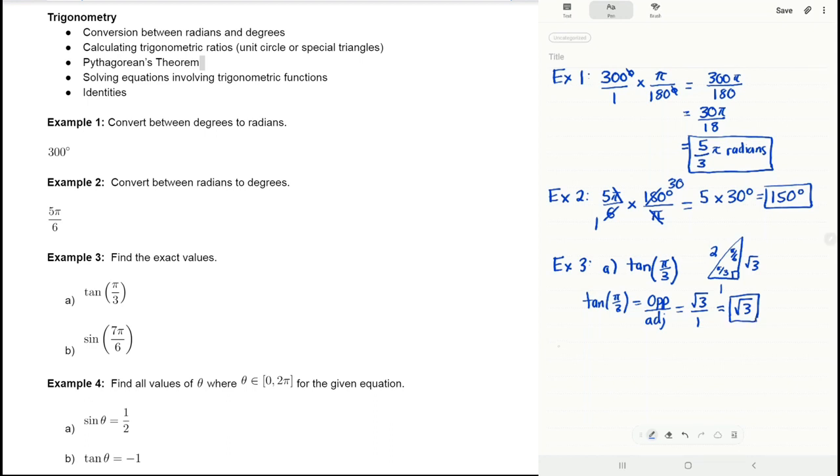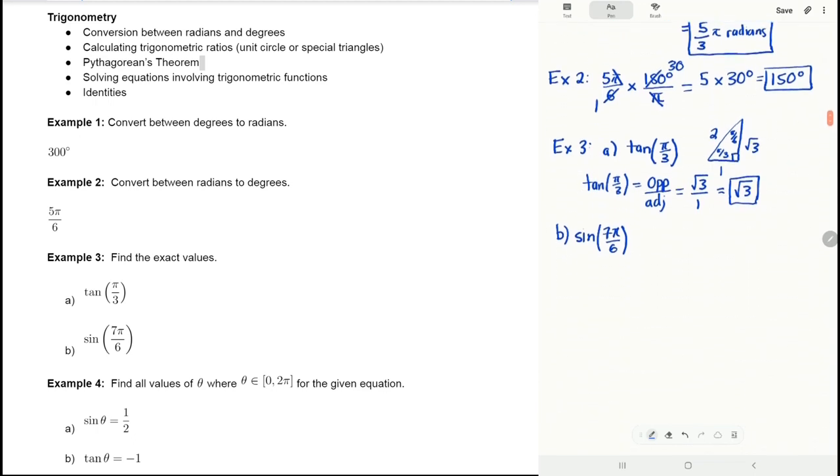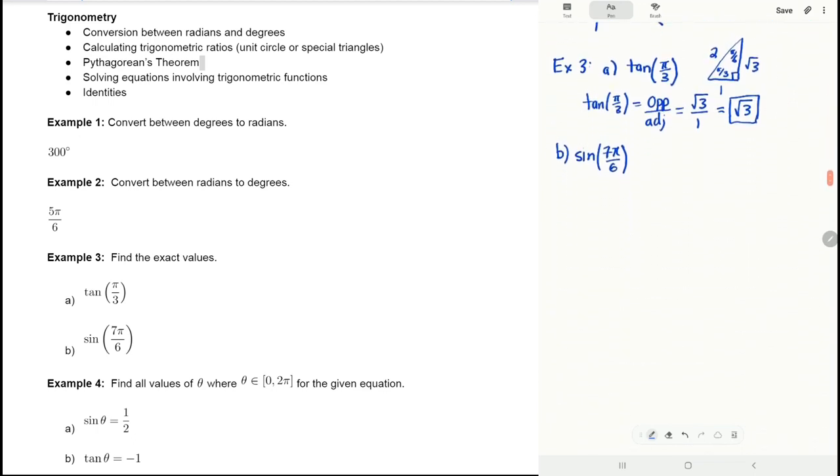Now in part B, we want to find the sine of 7 pi over 6. Okay, so here again we can use special triangles, but we'll also need to use the CAST rule. Okay, so let's have a look at what the CAST rule is. So if we draw the quadrants, and we're going to label each of the quadrants with a certain letter.